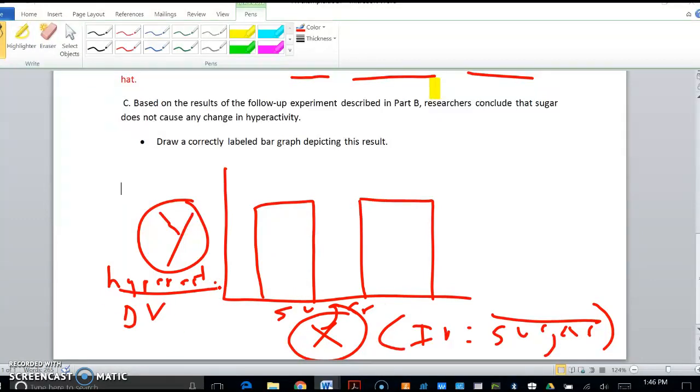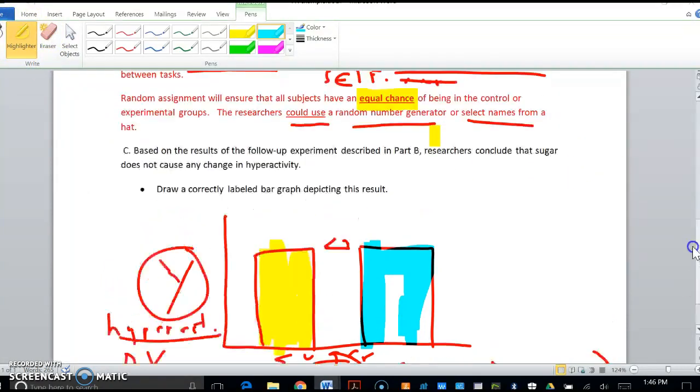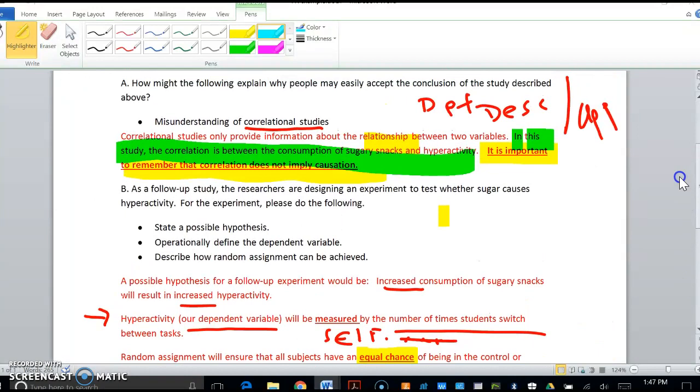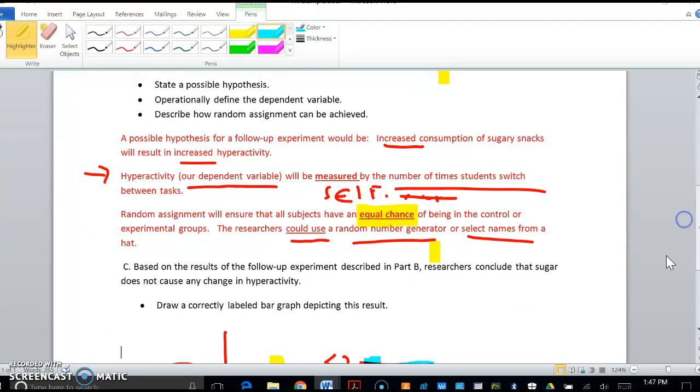Now, they conclude that there was no changes, right? So a bar graph. So basically, the comparison would be the same between the two. So if you want, you can say that's your control group and that's your experimental group, right? We would see no difference in the levels of hyperactivity between the two groups. So basically, that's what the graph would look like. Okay, so I hope this helped you understand how to write a free response question. Again, I didn't provide all the definitions, but you can see we're not having to do too much here.